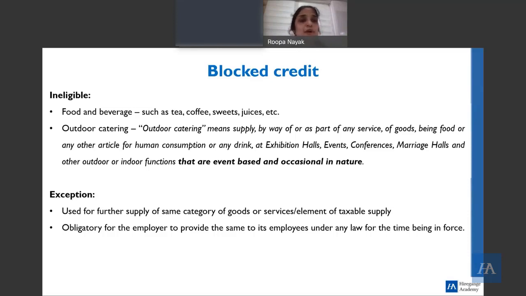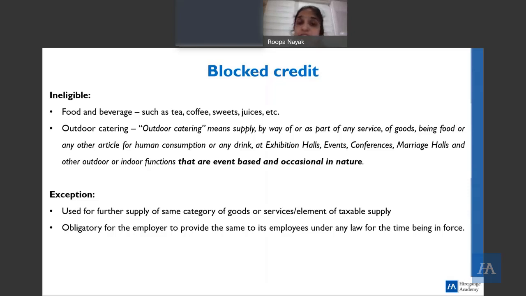Coming to the specific block credit of outdoor catering, the term has been defined in notification 11/2017 to say it means a supply by way of or as part of any service which involves any supply of any food, drink, or any other article for human consumption at exhibition halls, events, conferences, or any functions that are event-based and occasion in nature. So what is it that is permissible to be availed?